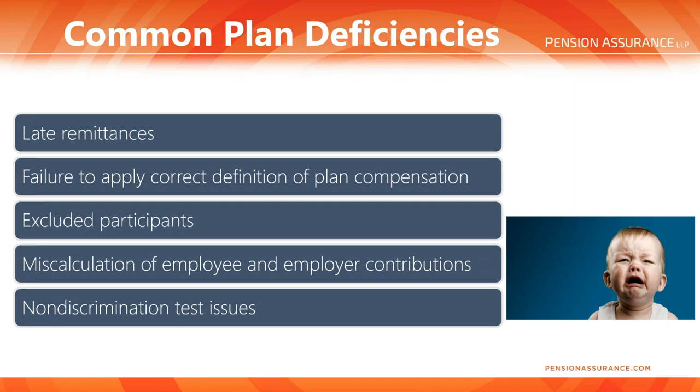It also, that fifth one down the list, non-discrimination test issues, that tends to come up because of the inaccurate reporting on plan census information, because that's what they use. That's what record keepers and third-party administrators will use in order to calculate for year-end testing. And then the fourth one down, miscalculation of employee and employer contributions. That kind of goes hand in hand with the definitions of what we have in the plan provision.